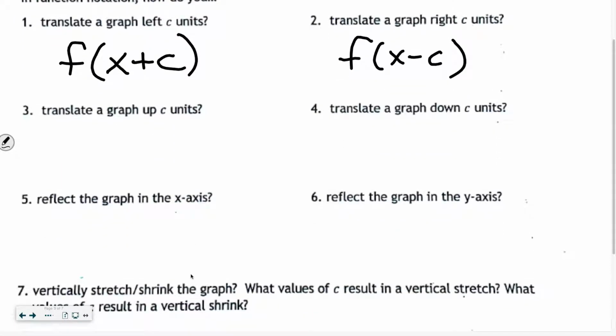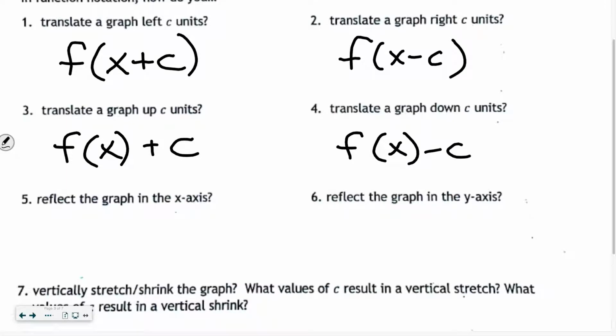When you want to translate a graph up C, then you want to affect not X, but Y. So Y in function notation is really just f of X. You want to add C on the back, not in parentheses, or subtract C, not in parentheses. That's going to be a vertical shift.